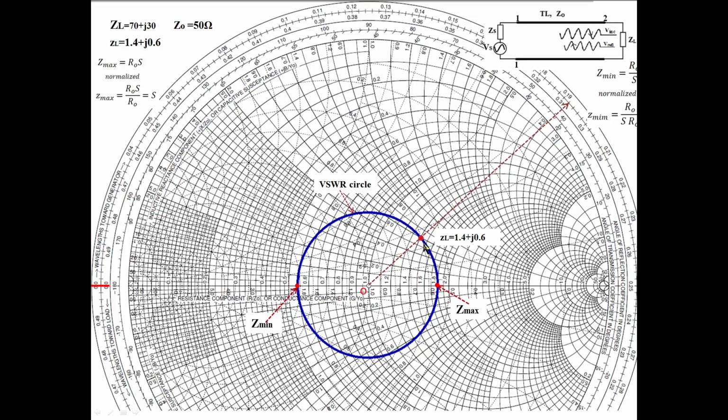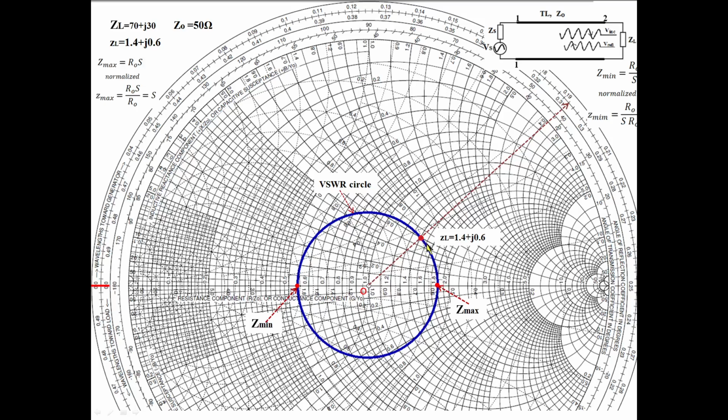Starting from the load, you move, and wherever it intersects the right side of the Smith chart horizontal axis, you stop. Read the impedance at this position, wherever it intersects the horizontal line. That is the maximum impedance. Multiply that normalized value by 50, or Z naught, and we will get the maximum value.